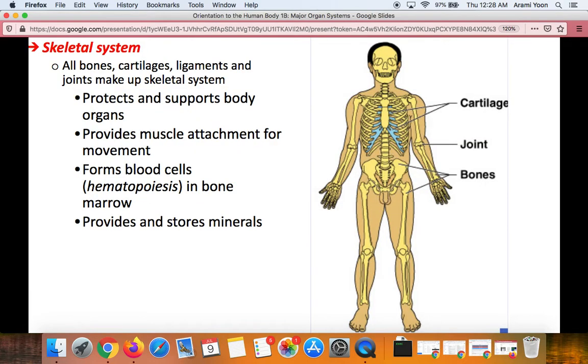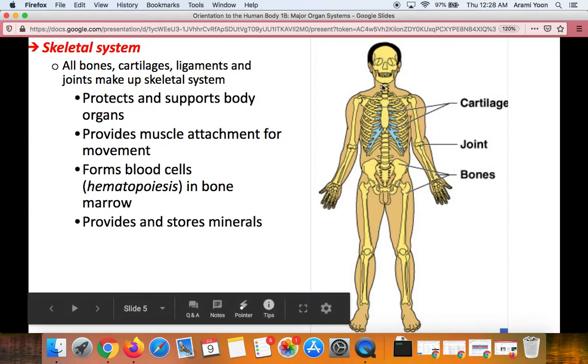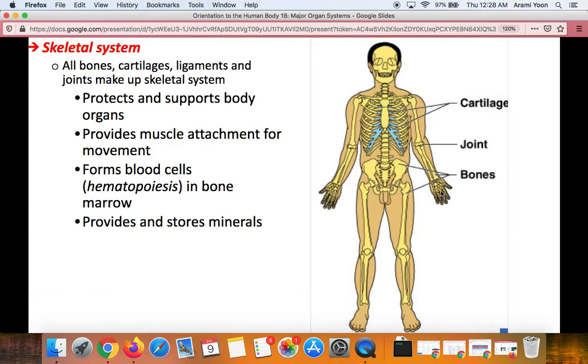Next is your skeletal system, which are all of the bones and cartilages and ligaments and joints. And so this would be the gross anatomy. Here you can see the skull. Here you can see all of the major bones. You can also see some cartilage right here that's connecting your rib cage to your sternum. And then there would be more cartilage at each of the joints.